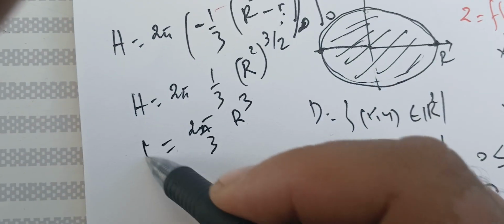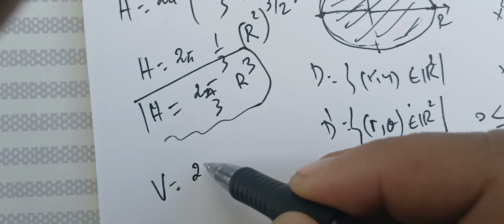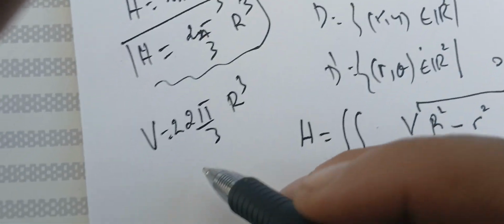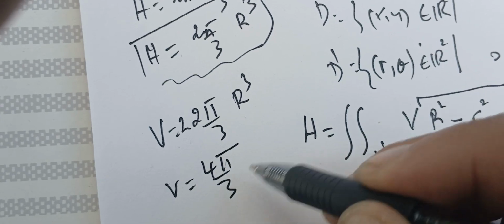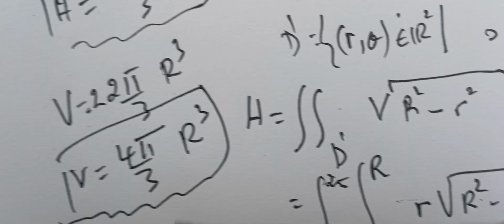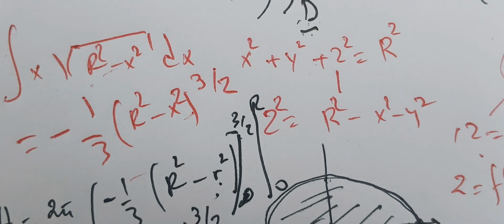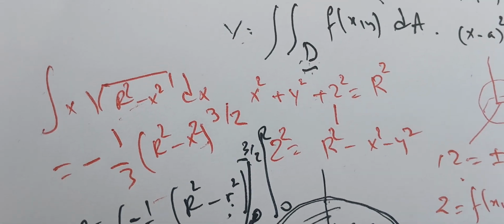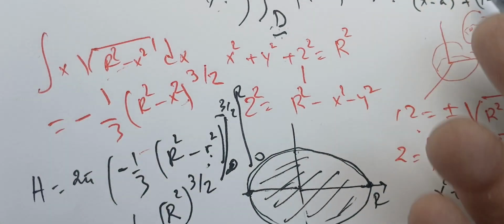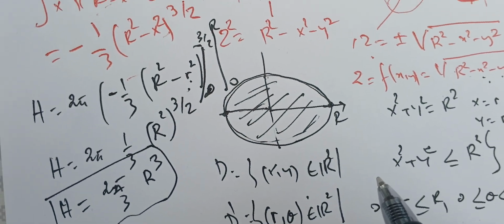But this H is only half the volume. If I multiply H by 2, I will get 2 times 2 pi over 3 times R cubed, and this is the volume that we know, 4 pi over 3 R cubed. So using polar coordinates, we found the volume of the sphere. This is another way that we can use to find the volume. There are other ways that we can do it, but this is an easy way using polar coordinates. Okay, thank you very much.